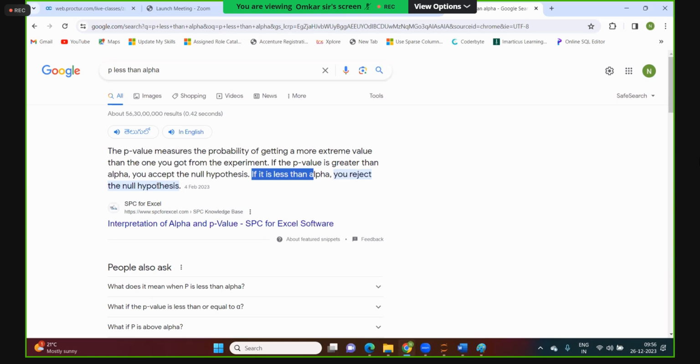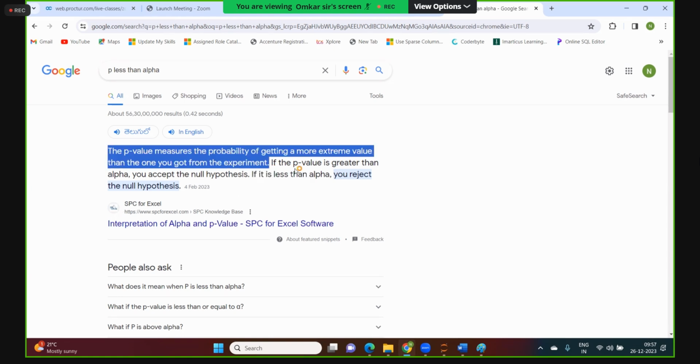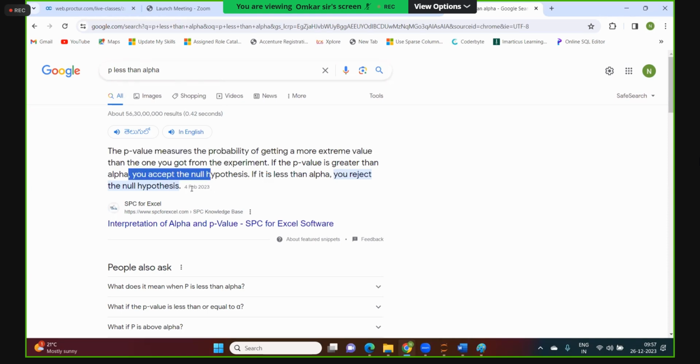You are not able to gather enough information in favor of the alternative hypothesis. P is just trying to gather the information, and checking whether that information is more than alpha or not. Very, very simple. That's why, the P value method, you forget about it, you will not understand it. The only thing is, P value greater than alpha means you are not rejecting the null hypothesis, and P value less than alpha means you are rejecting the null hypothesis. Very, very simple. But what is P?